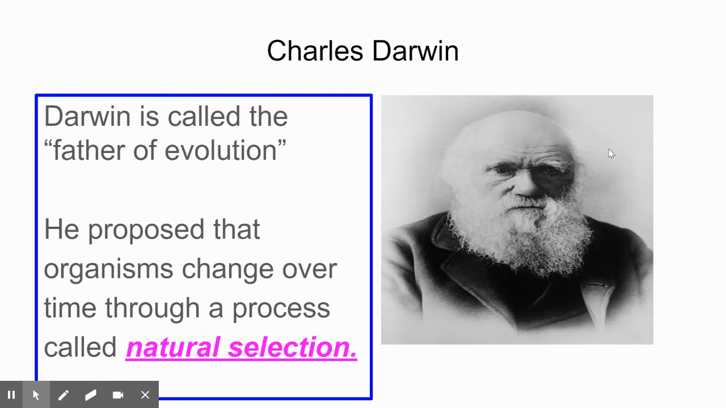So first of all, we're going to start off with Charles Darwin, also known as the father of evolution. His name is always linked to evolution. And he proposed that organisms change, aka organisms evolve, through a process called natural selection. So natural selection is the key term that we're going to be focusing on in this lesson. And Charles Darwin is the one that proposed this mechanism called natural selection.